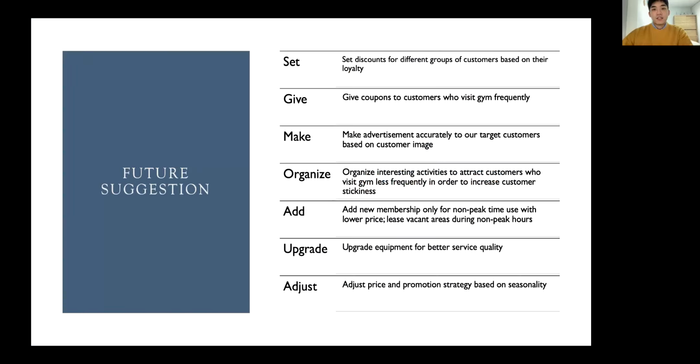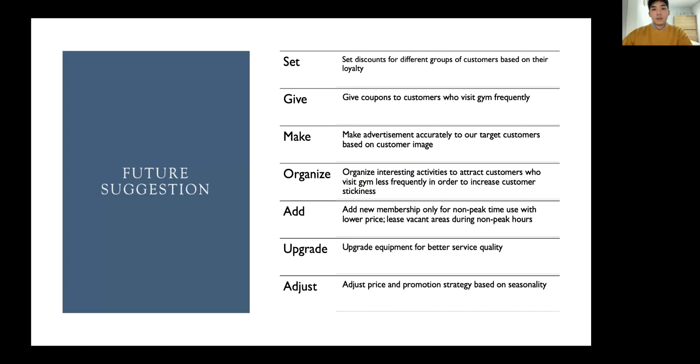As for the future suggestions, based on what we have analyzed so far, there are several suggestions that we would like to make. From the pricing strategy perspective, set discounts for different groups based on their churn rates or loyalty. Second, give coupons to customers who visit the gym frequently, because customers with high visit frequency tend to have a lower churn rate.